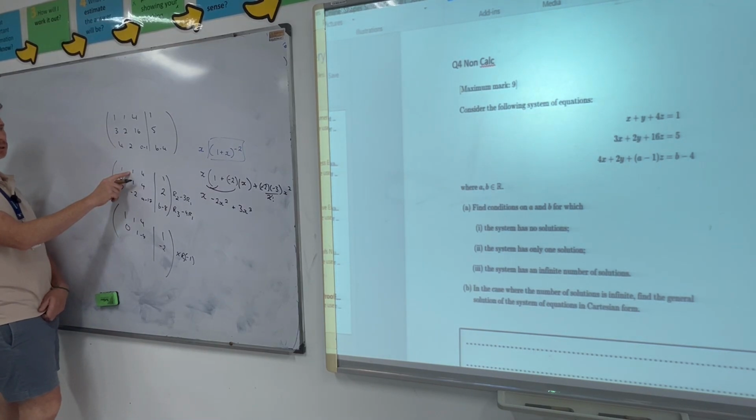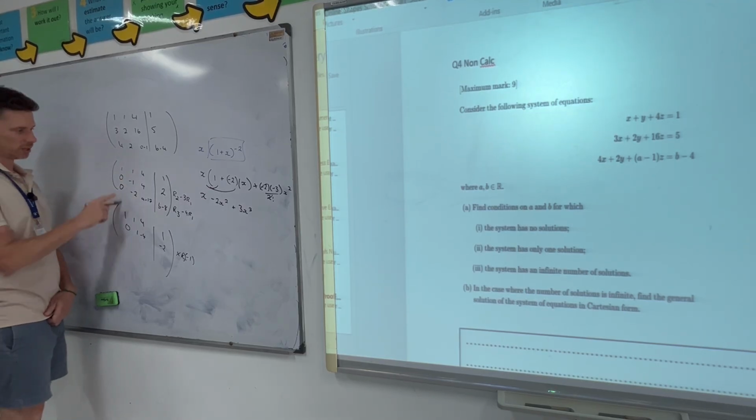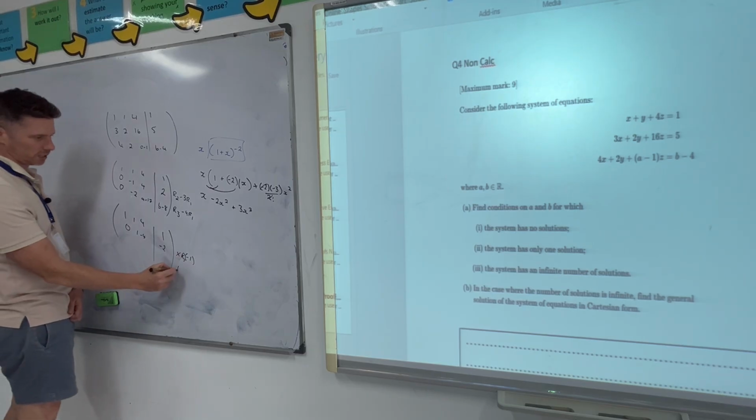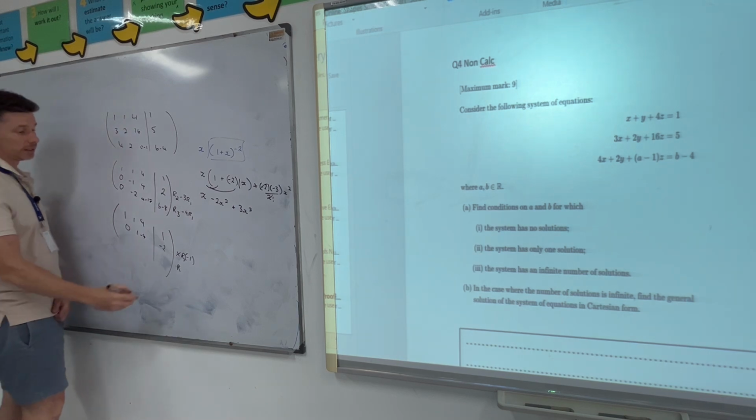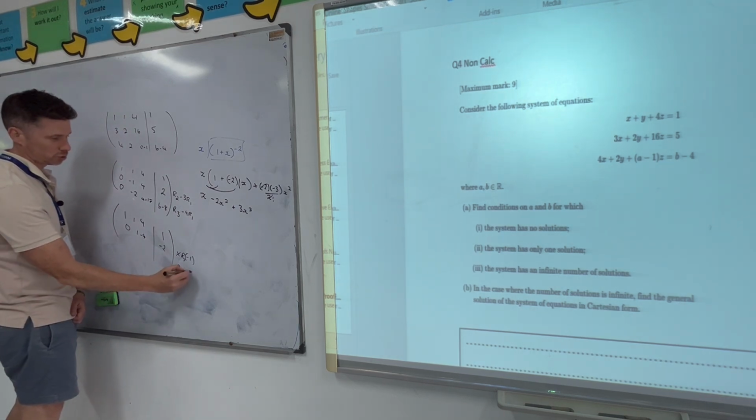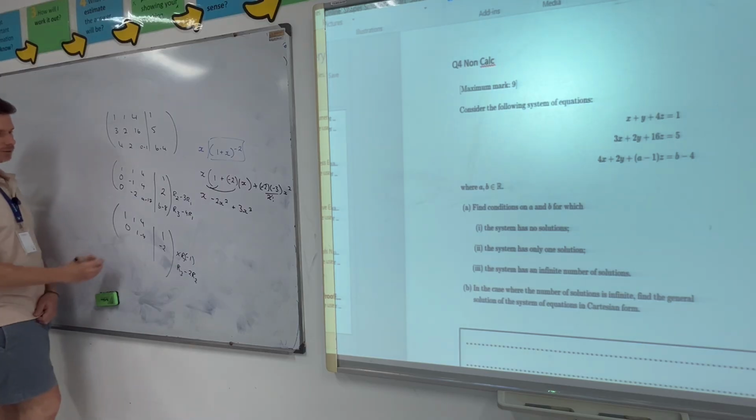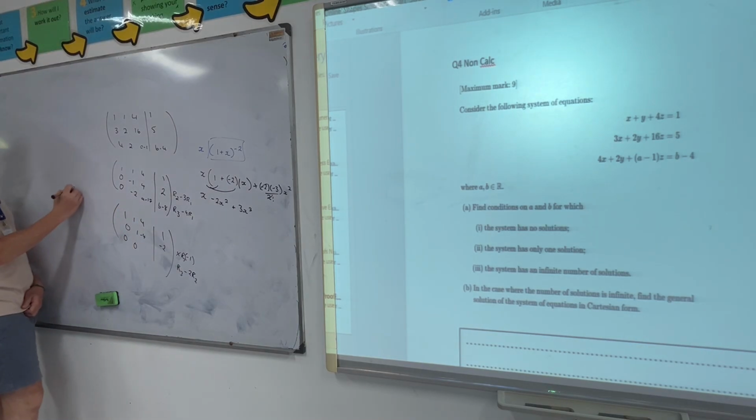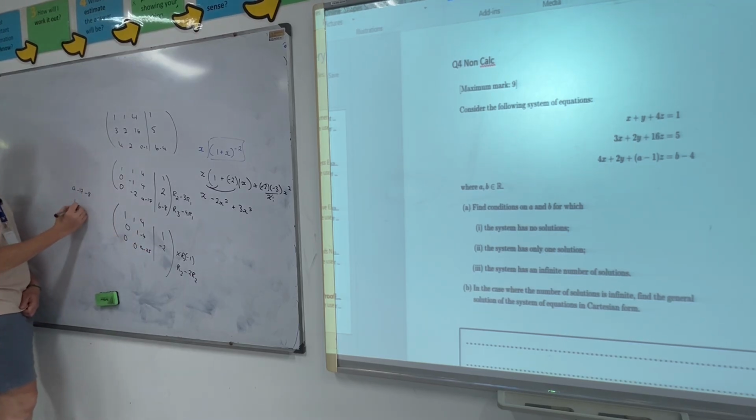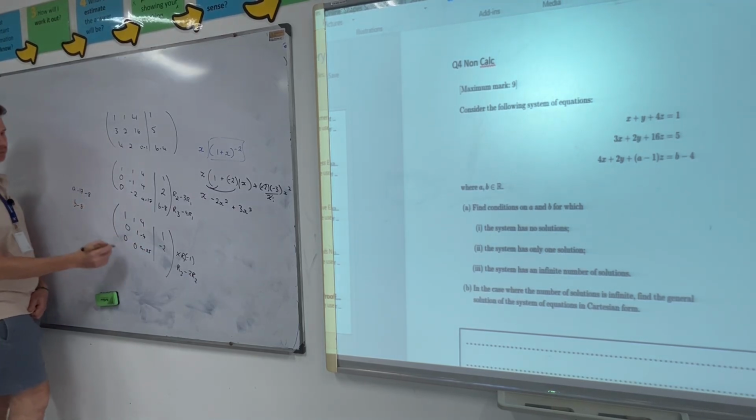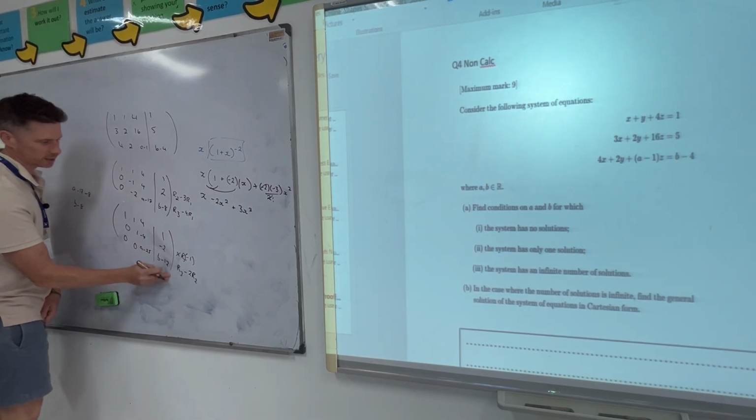I can't use row 1 to get rid of this because you'll end up with a number in this position again. You've already got a 0 here, so we're going to keep it 0. So we'll just use these rows. Row 3 minus 2 row 2s from up here. So I get 0, 0, this, a minus 17 minus another 8 gives a minus 25, and b minus 12. Okay, so we get to this stage.